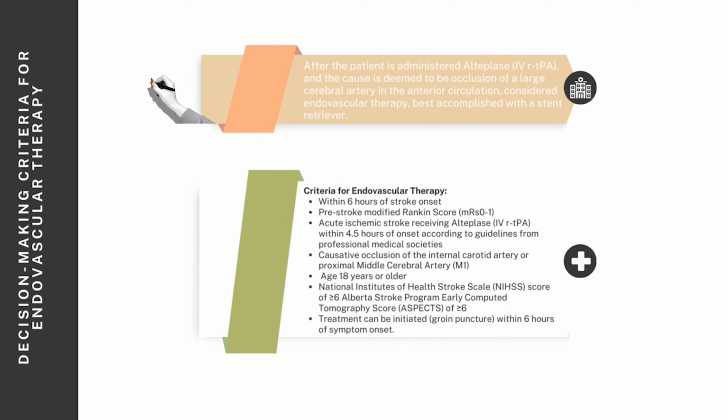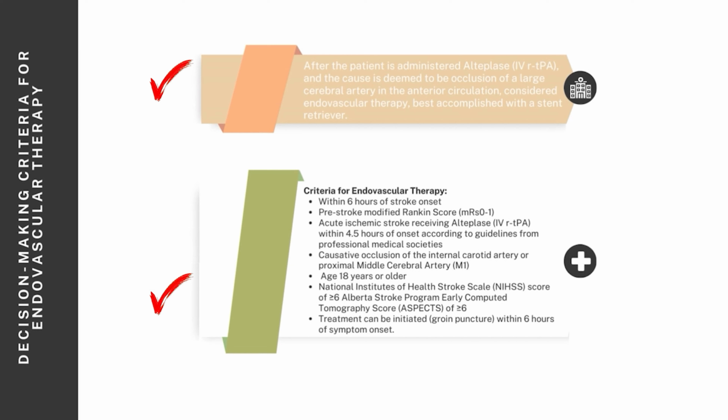So you have to make sure that if a large vessel occlusion is suspected, you make a decision about doing mechanical thrombectomy or endovascular therapy for the patient. After the patient is given alteplase and the cause is deemed to be occlusion of a large vessel, you have to use a stent retriever.